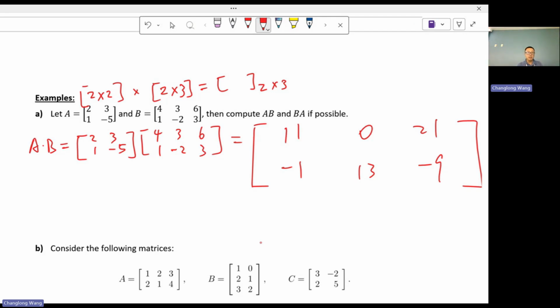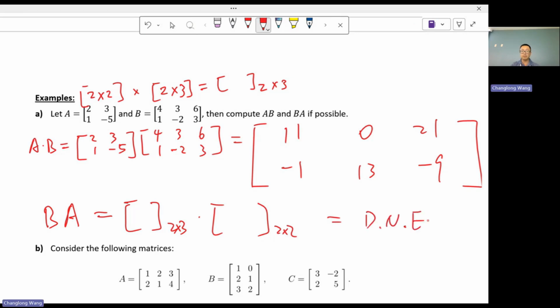So now, what about B times A? Don't do it until you realize that you could do it, right? Because they might not be compatible. So don't dive into the math. Ask yourself, what's the order of B? 2 by 3, right? What's the order of A? 2 by 2. So it's a matrix with order 2 by 3 times a matrix with order 2 by 2. They don't multiply. So tell me that. DNE or whatever you want.